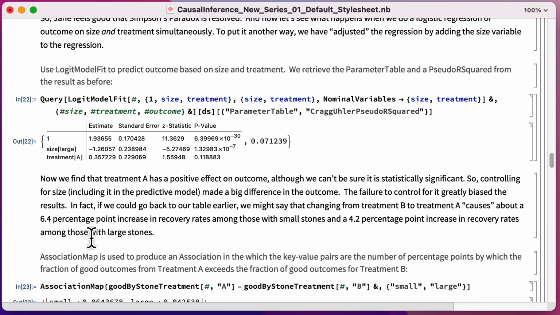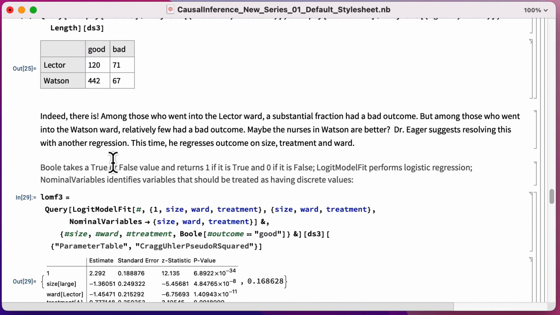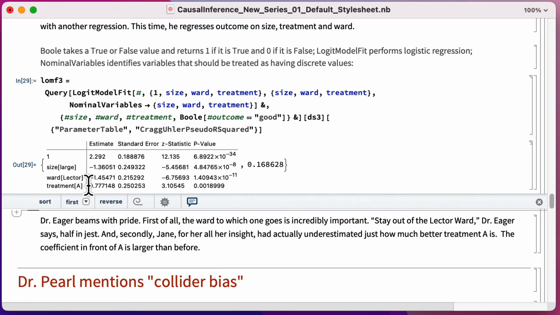Before, when Jane just looked at size and treatment, we got a coefficient of 0.357, but Dr. Eager seems to be showing that no, actually treatment A has a coefficient of 0.777. We really need to get people on treatment A. Dr. Eager is very proud of himself because the ward's incredibly important. We can now predict much more. And Jane, sure, she had some insight, but she'd actually underestimated how much better A is.